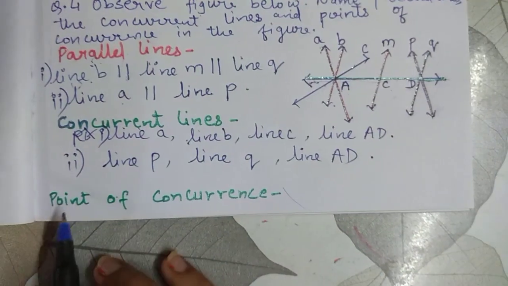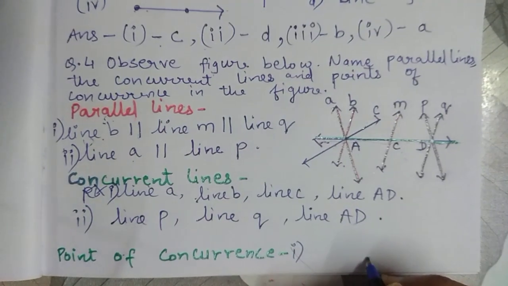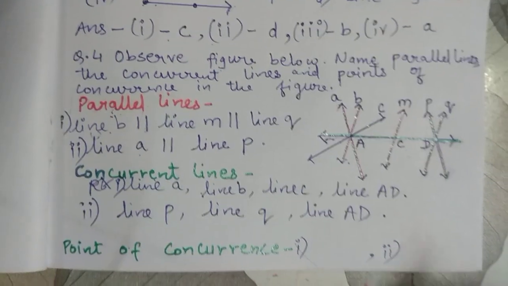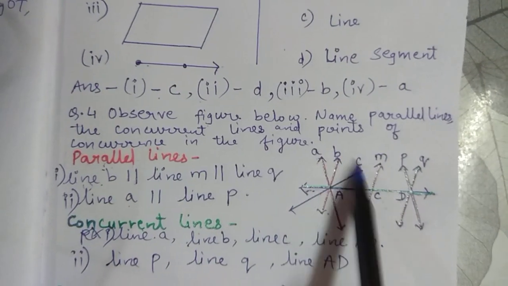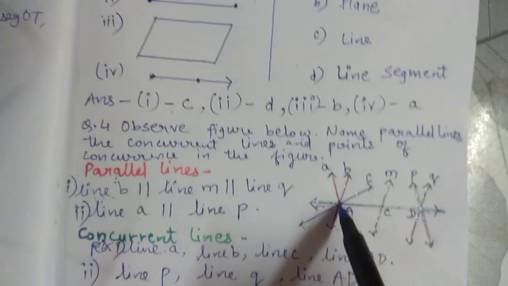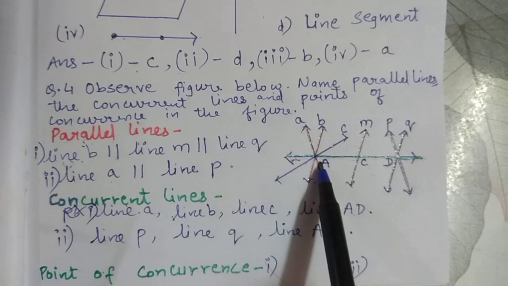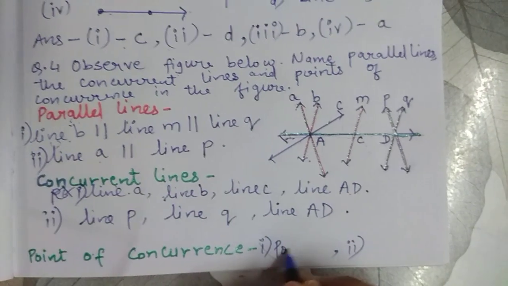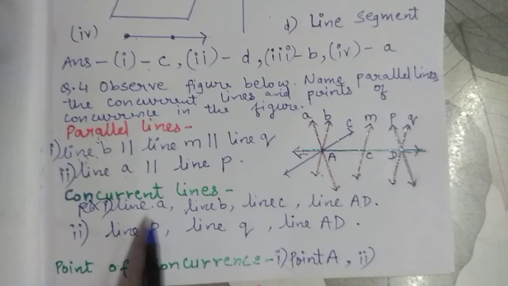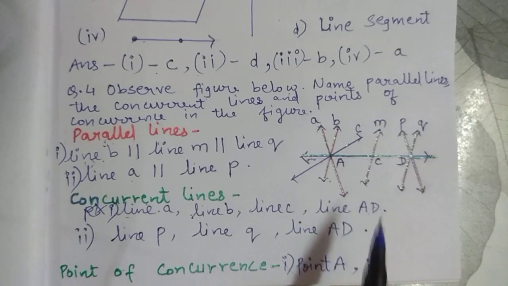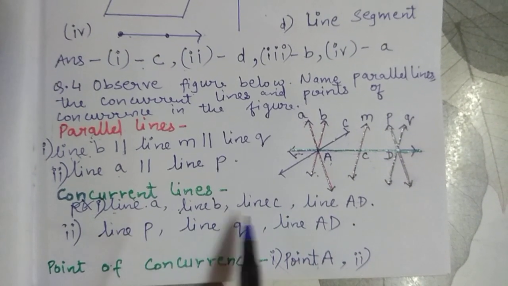Now last part says point of concurrence. Now point of concurrence we have to write as per the concurrent lines we have written. So first we wrote line A, B, C, and AD. So these 4 lines meet at which point? Point A. So if we are writing this set of line first, we will be naming point A first. What is point of concurrence? Where all these lines meet at one single point. So if we are writing this set of line first, we have to name that point first.